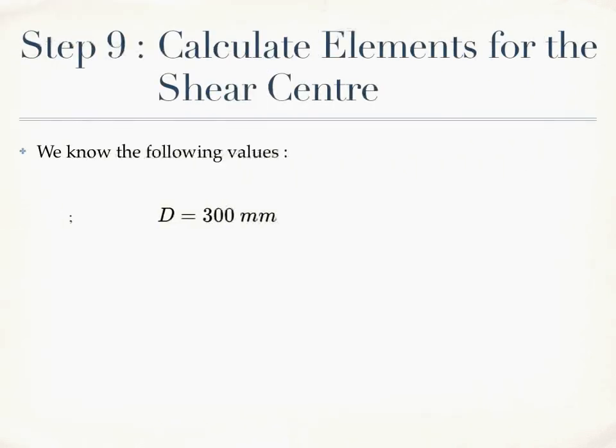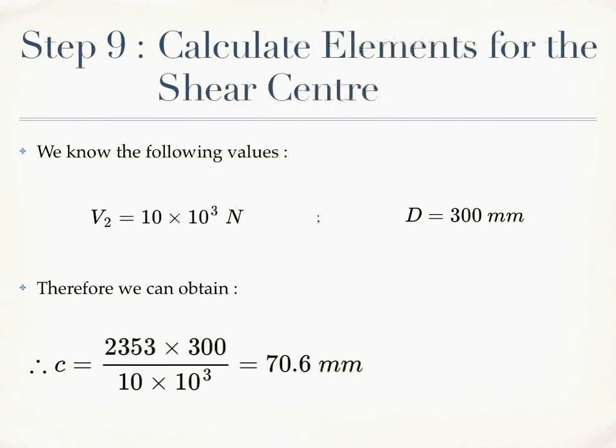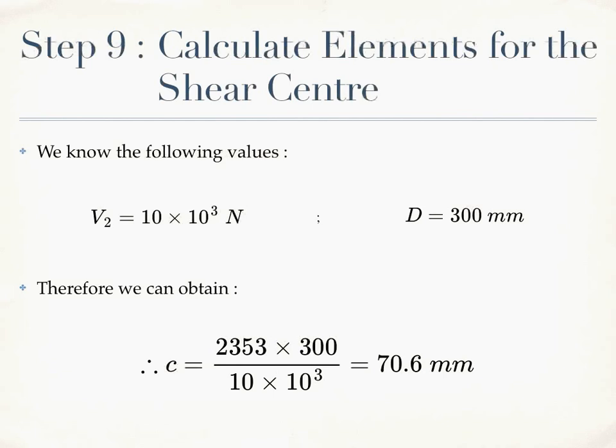In order to calculate the lever arm, we first calculate the distance of the shear center from the center line of the web horizontally. To do that, we plug in the values for our vertical load, which is 10 kilonewtons, and the length of the web, which is 300 millimeters, in our formula, and we get the value for C, which is 70.6 millimeters.